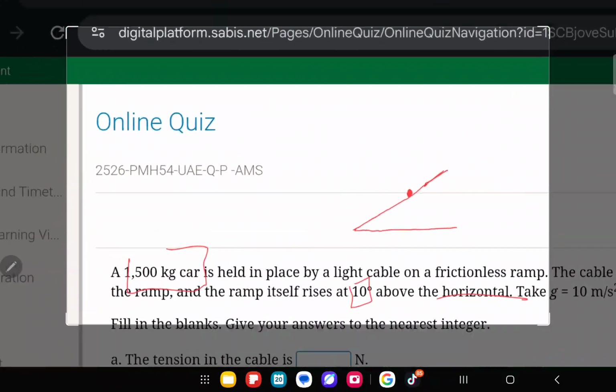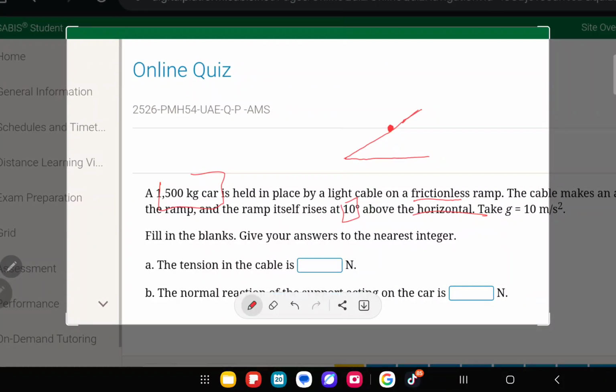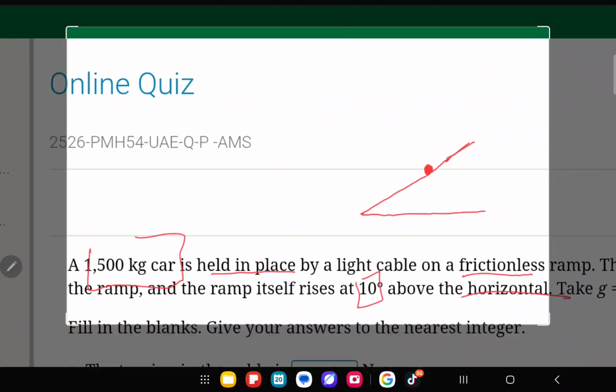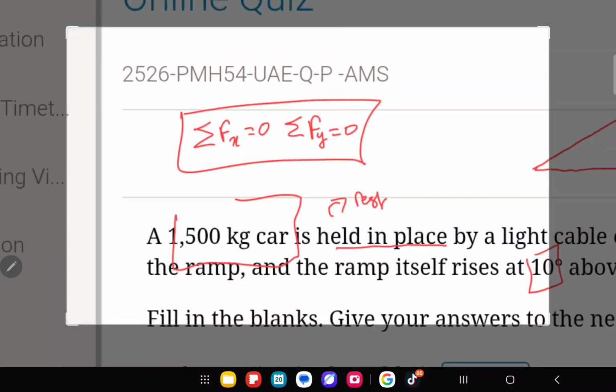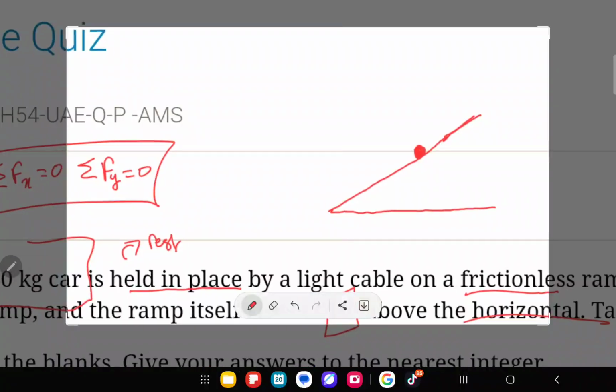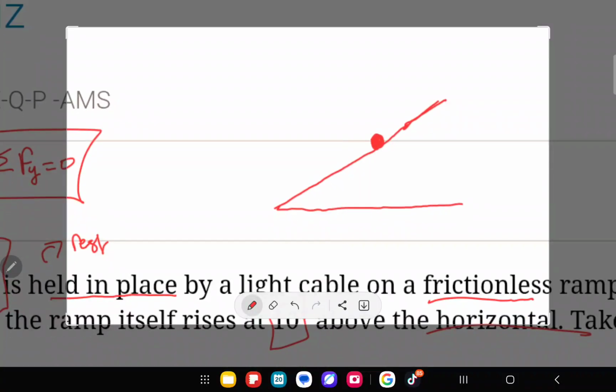Let's see what forces are acting upon it. Before anything, they gave us a mass. They said it's frictionless, and it is held in place. When it is held in place, that means it is at rest, and that means the following: the sum of x forces is equal to 0, and the sum of y forces is also equal to 0. You should know these two. So we have the car here. What's acting upon it is obviously first the weight. I'll write the weight out here.